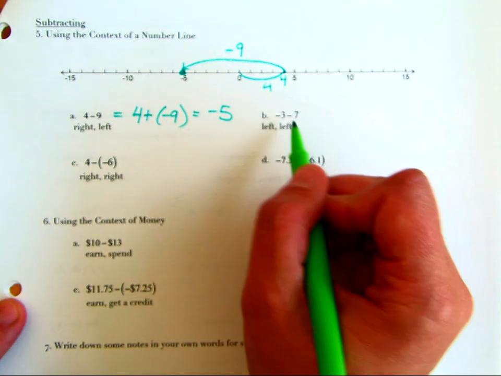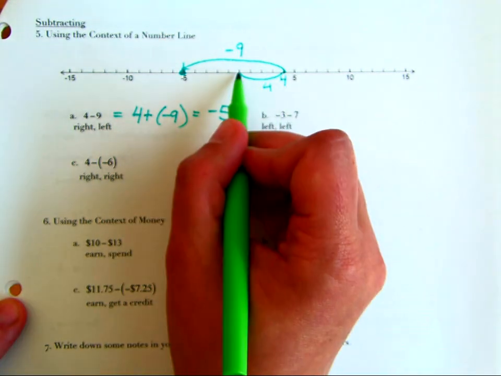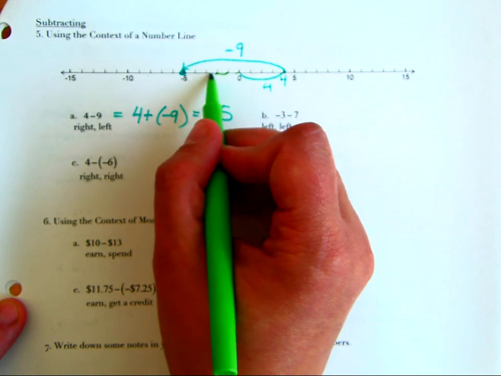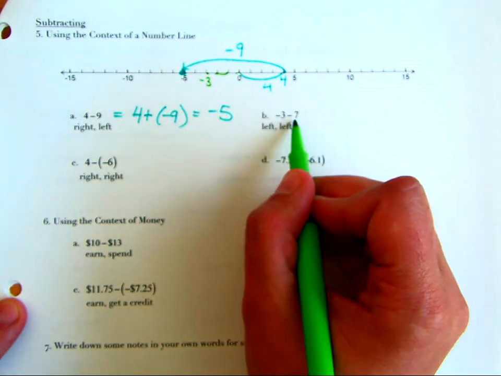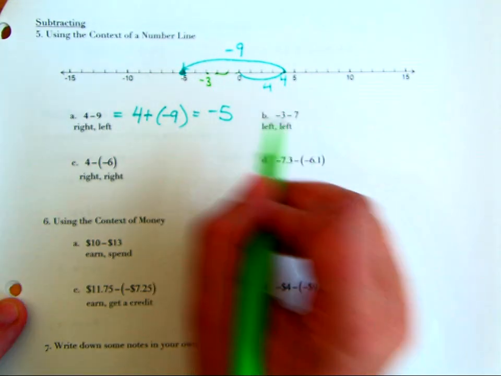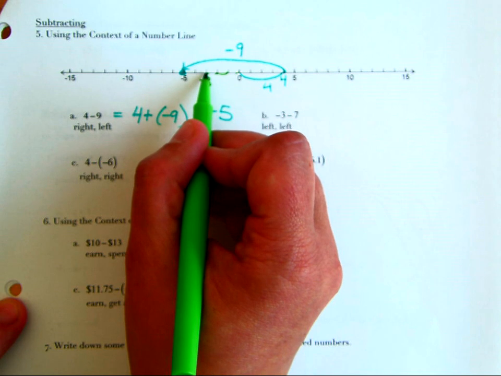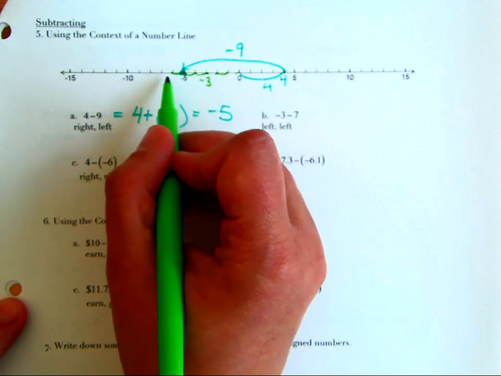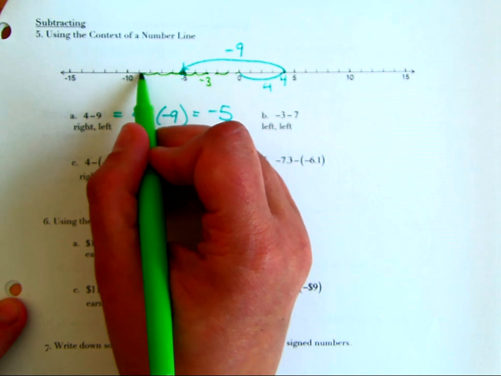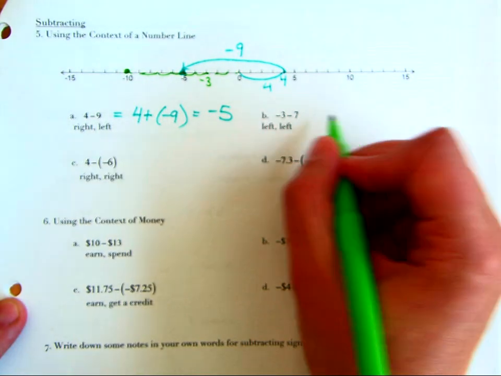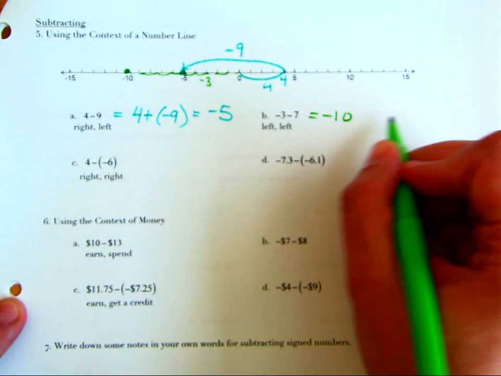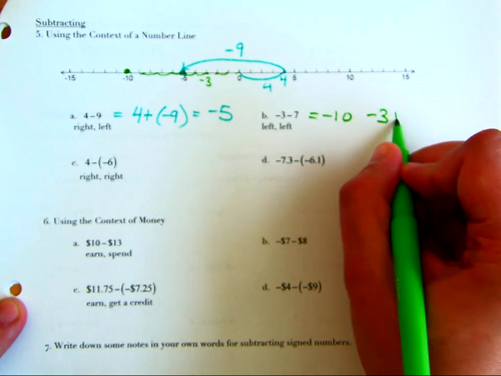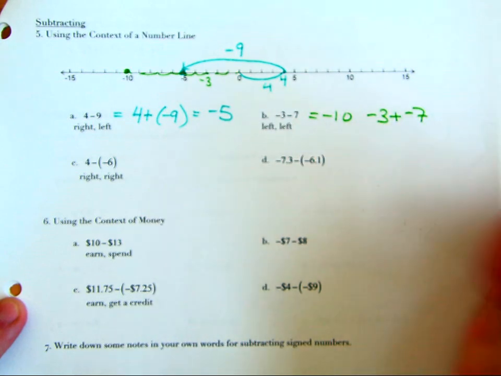So here, if we go left -3, I go left to -3. 1, 2, 3. Here's -3. If I'm going to go left 7 more, how much do I have now? 7 more. 1, 2, 3, 4, 5, 6, 7. I should land on -10. -10. This is the same problem as -3 plus -7.